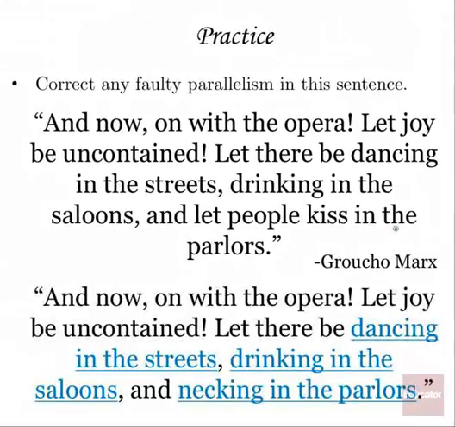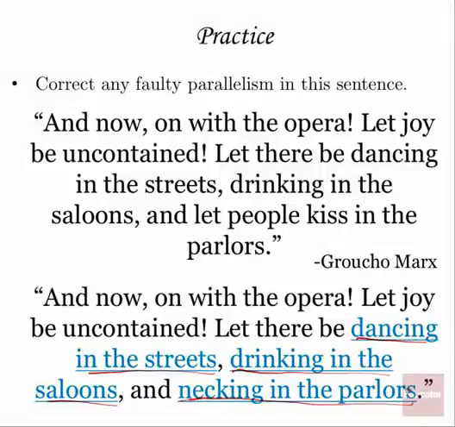And here's the original line, which was parallel, which is why so many people remember it. And now on with the opera. Let joy be uncontained. Let there be dancing in the streets, participle plus prepositional phrase, drinking in the saloons, participle plus prepositional phrase, and necking, which is an old word for kissing, in the parlors.